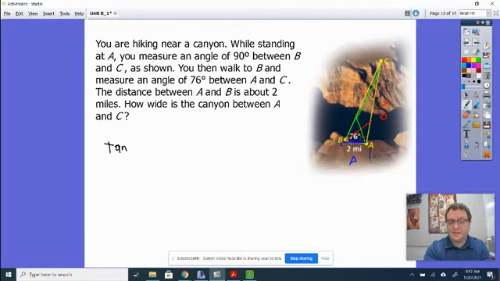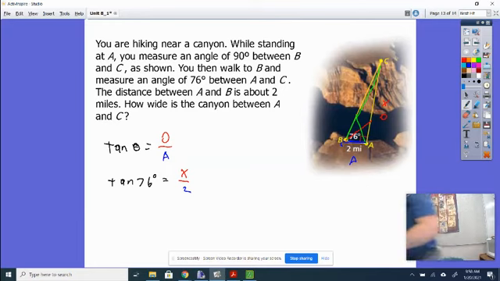So we're going to do tangent of theta equals opposite over adjacent. Tangent of 76 is equal to x over 2.